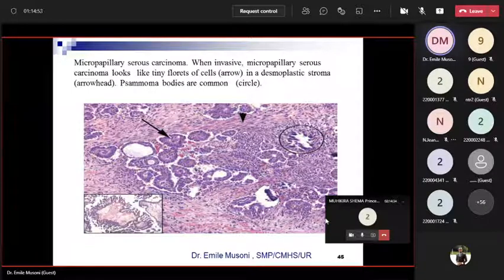There is what we call psammoma bodies. These are calcifications. They are found in papillary serous carcinoma. And you see the tumor now is involved even in the stroma of the ovary.